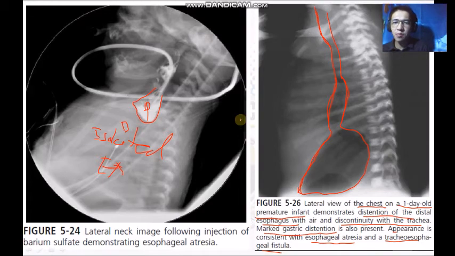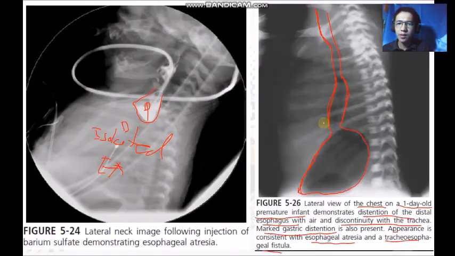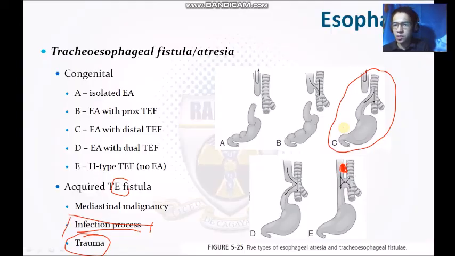So if we refer this back to the images from earlier, that is letter C. The proximal and the distal esophagus are not connected, but the distal esophagus is connected to the trachea. That means there is esophageal atresia with distal tracheoesophageal fistula. That is why, as mentioned earlier, air is allowed to enter the stomach, and that is why a lot of air entered the stomach.